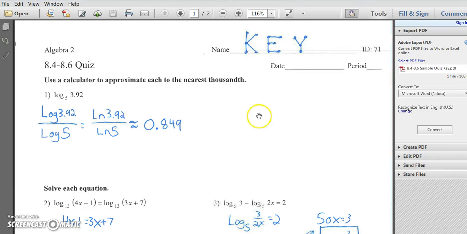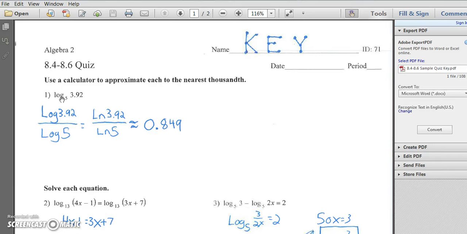So I did. So number one, and this is the same version you have, just I changed the numbers around. Use a calculator to approximate to the nearest thousandths place. You have log base 5 of 3.92. Now, if your calculator is lucky enough to put in log base 5, kudos to you. But since most of yours probably aren't, you need to load it up differently. So, you've got options. Using the change of base formula, you can do that.